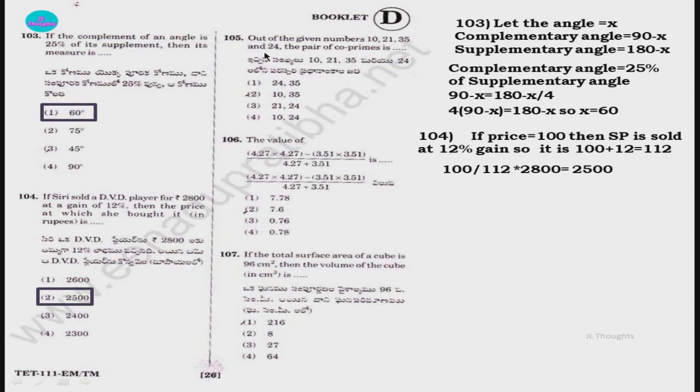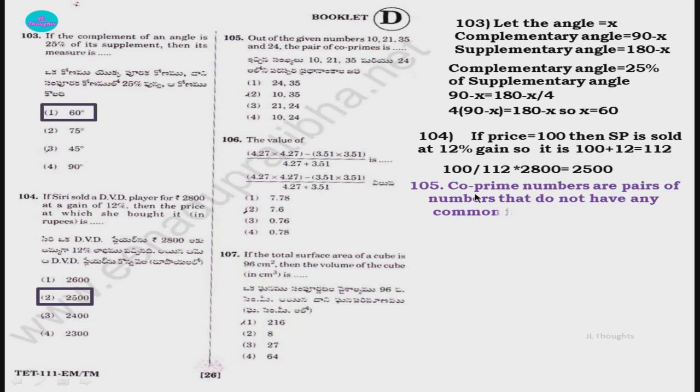105. Out of the given numbers 10, 21, 35 and 24, find the pair of co-primes. First let's understand what co-prime is. Co-prime numbers are a pair of numbers that do not have any common factor other than 1. One more point to remember: for co-primes, the numbers need not be prime numbers. The only thing we want is that the common factor should be only 1.